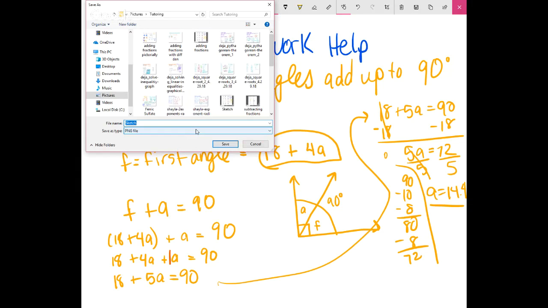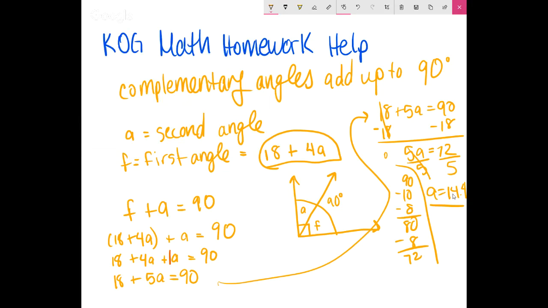So what we're doing, I'm going to call this Asia degrees complementary 3. All right. And Asia, I'll send that to you.